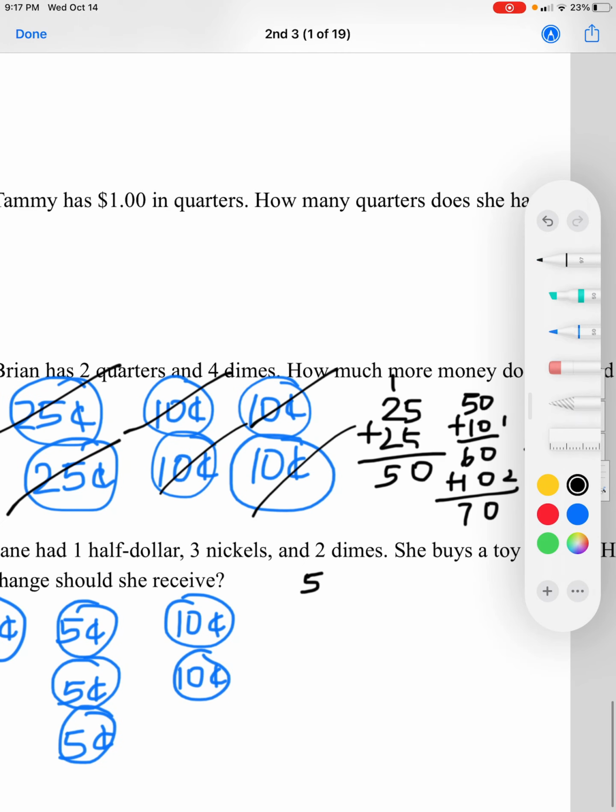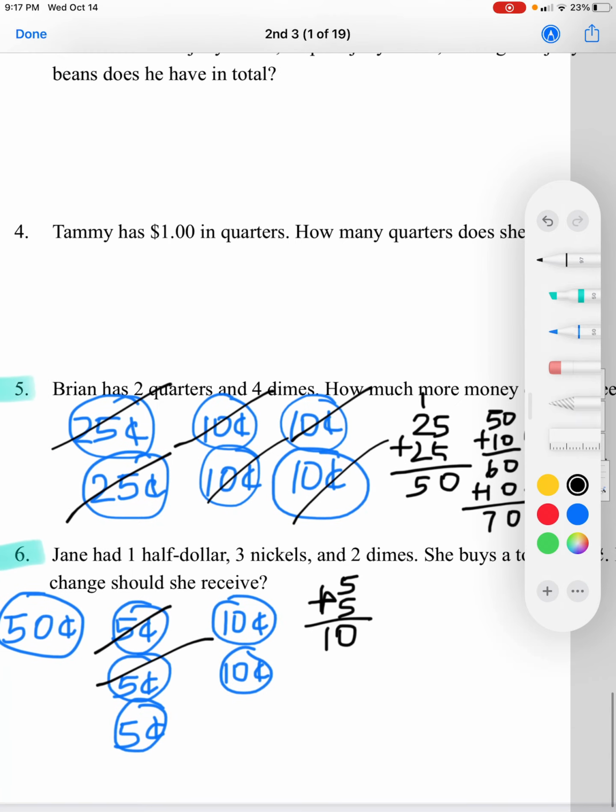So 5 plus 5 equals 10. Sorry, that's supposed to be a plus sign, not an F. 5 plus 5 equals 10. So these 2 coins equal 10. We'll start with the zeros first to make it easier. We'll add the half dollar. 0 plus 0, and then 1 plus 5, 60. So these 3 coins equal 60 cents.